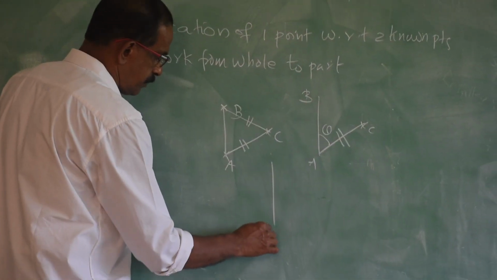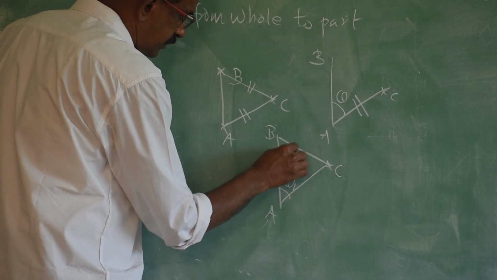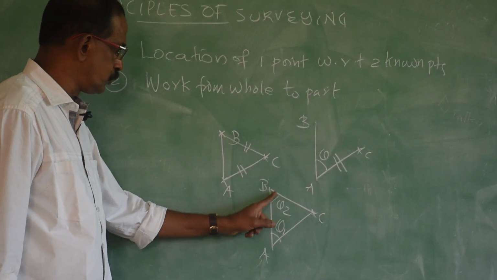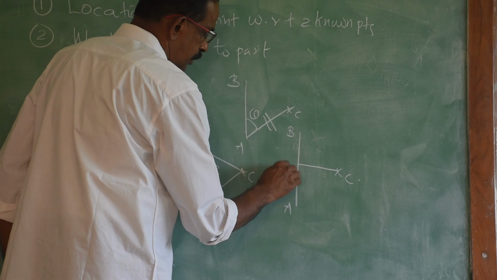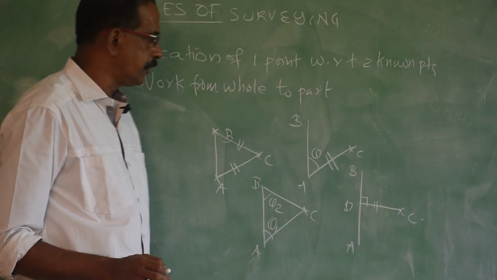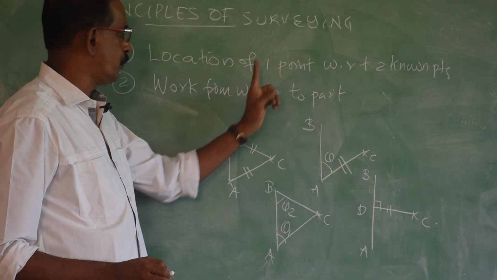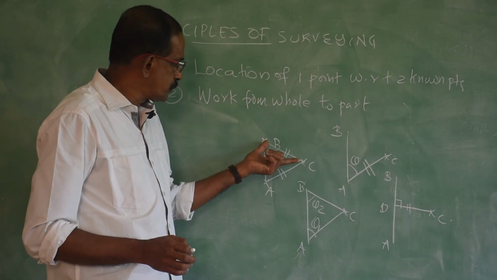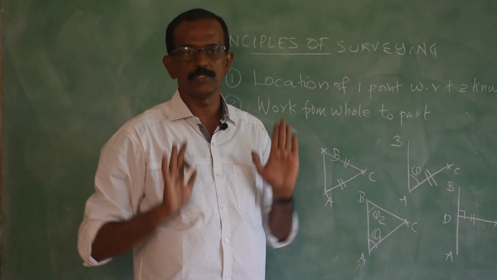Or if you have 2 points A and B, the third point C can be located if you know theta 1 and theta 2, right. If you know these two angles, you can very easily locate the third point. Or if you have 2 points A and B, the third point C can be located if you know the perpendicular offset CD. If you know this distance, you can very easily locate the third point C. So, in all these cases you are locating one point with respect to two known points, that is the first principle of survey. Once you locate the third point, the fourth point can be located again with respect to these 2 points or these 2 points, like that you can mark any number of points on the ground.